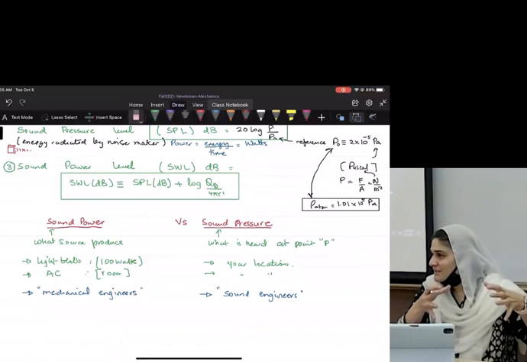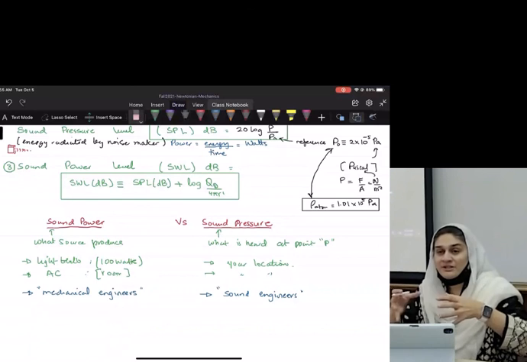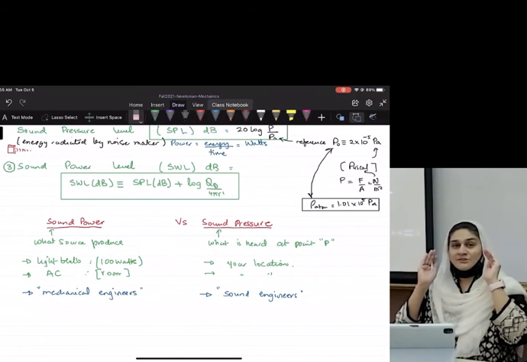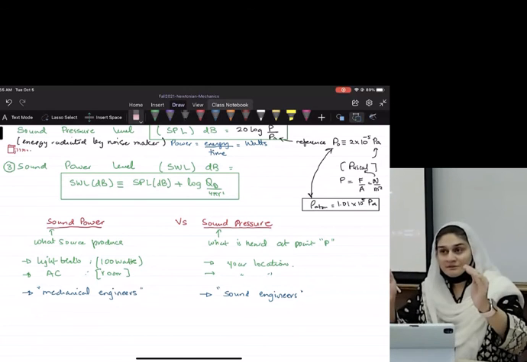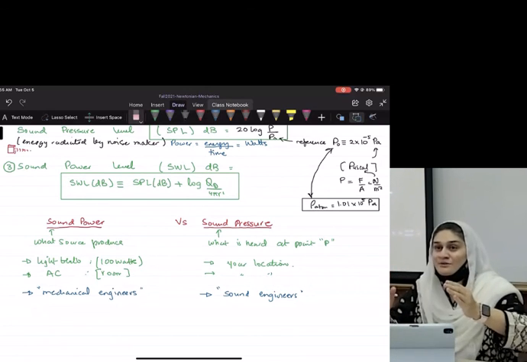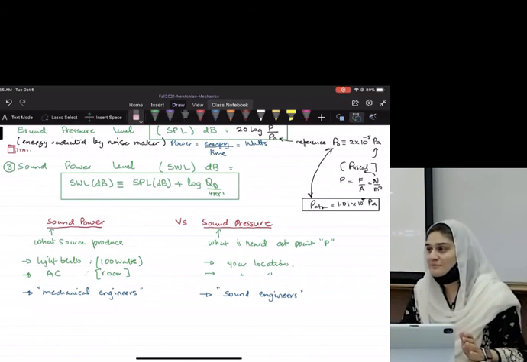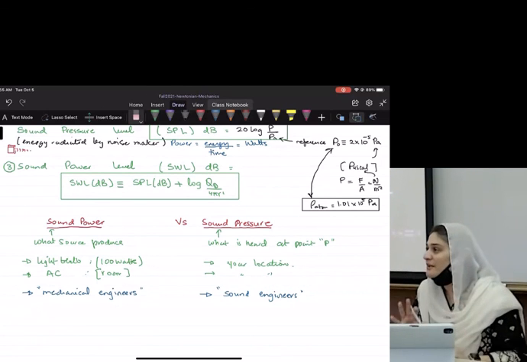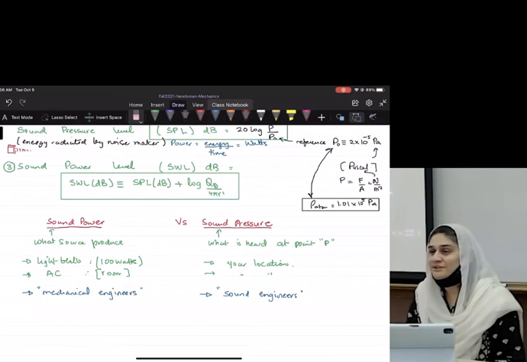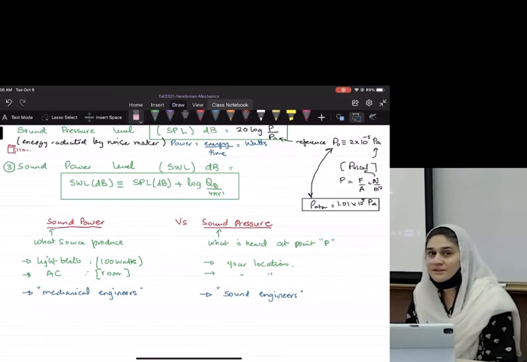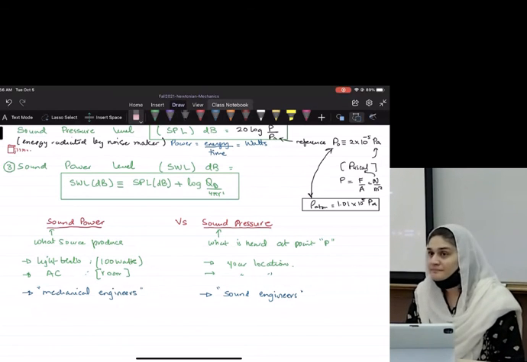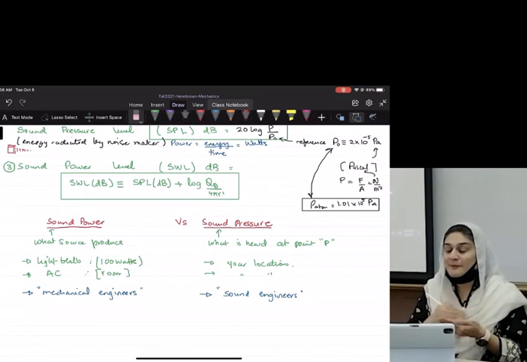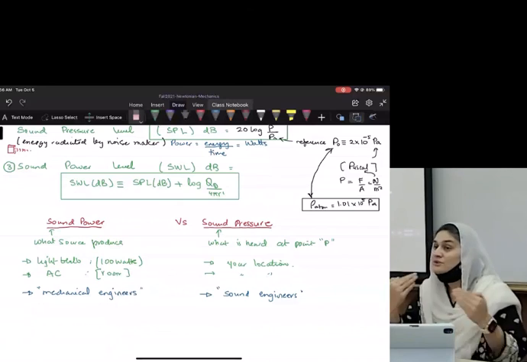Does that make sense? So sound engineers are the acoustical engineers who worry about, okay, if I need to make this theater, how do I get the most sound to the most positions in this room, right? How do I put the sound barriers and the reflectors and where do I put everything? Mechanical engineers don't care. They just need to make the noisemaker. Make sense? Okay, so that's the way to remember the difference between power and pressure. They are two different things.